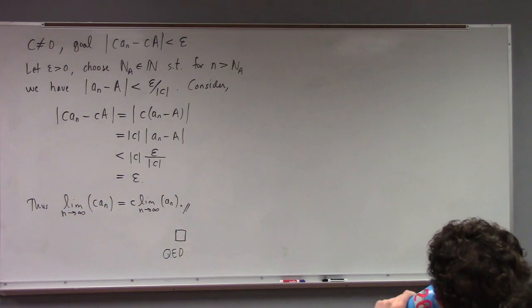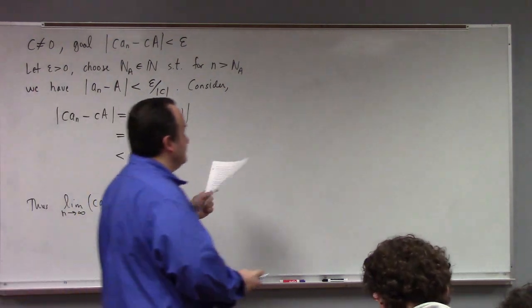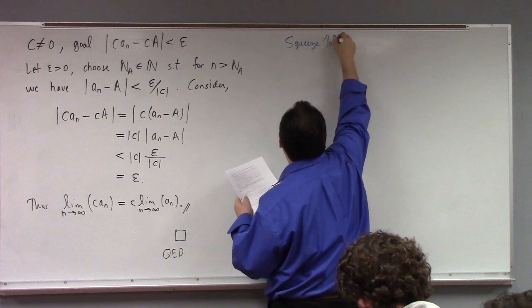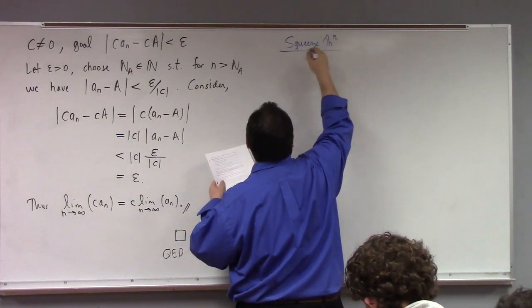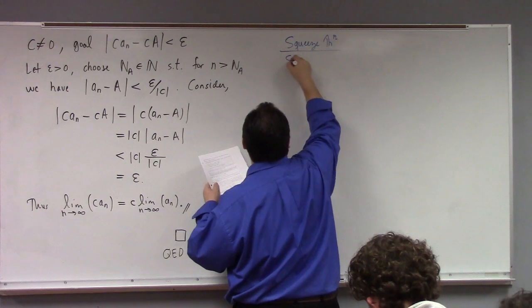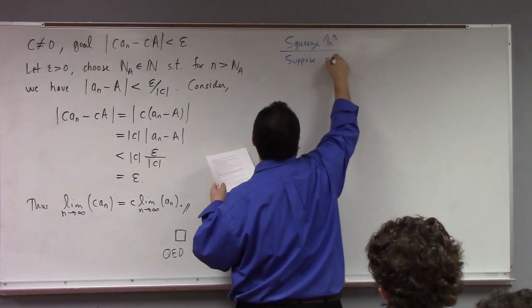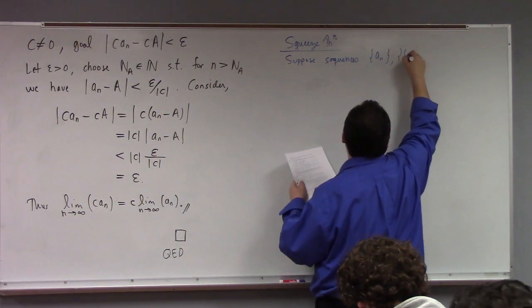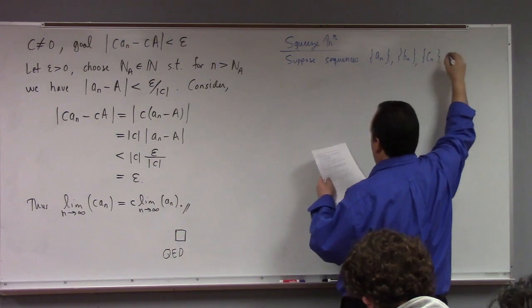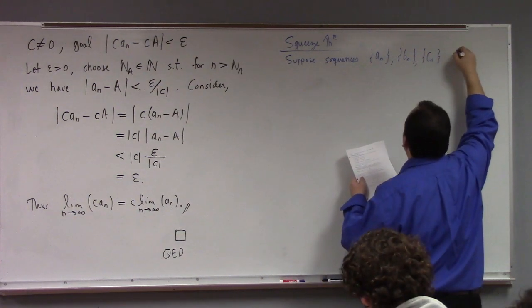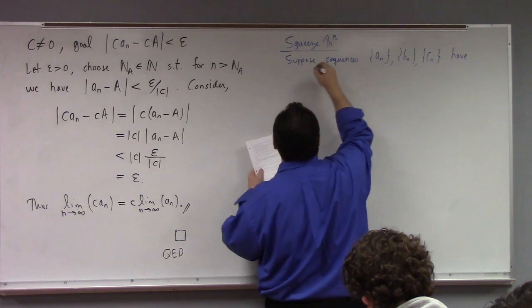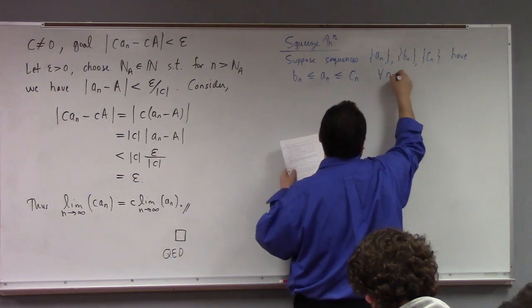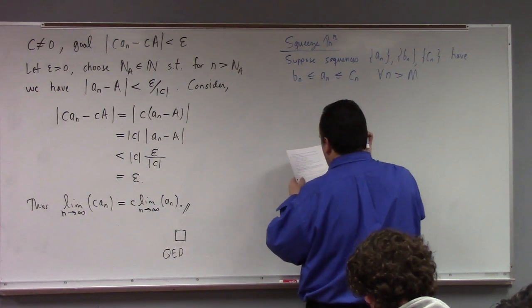Okay, so moving on here. We have the squeeze theorem. So what's the squeeze theorem? This one I won't prove. I'll just state it for you. Suppose you've got sequences a sub n, b sub n, and c sub n, with b sub n less than or equal to a sub n less than or equal to c sub n for all n greater than m. All right?